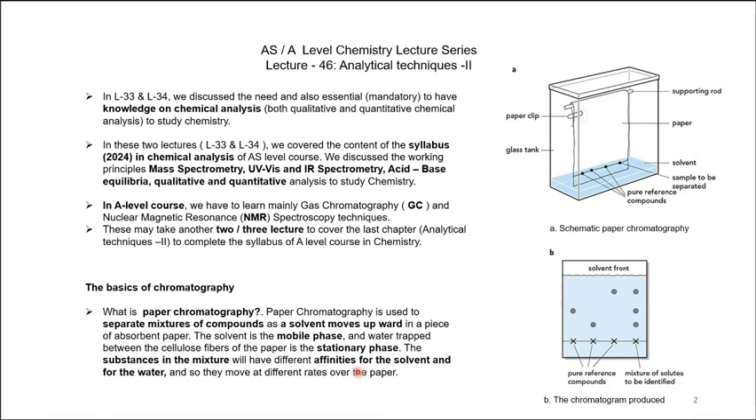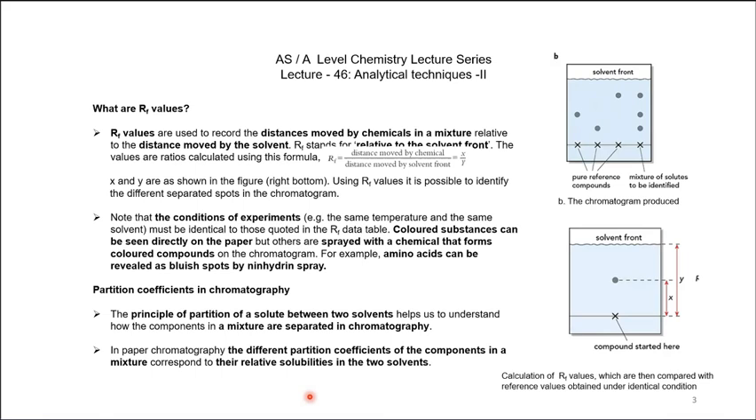So the substances in the mixture have different affinities for the solvent and for the water. So they move at different rates, and we will find out that rate and then conclude what is in our mixture. Well, when we are doing paper chromatography, we use a factor we call the RF value. RF values.